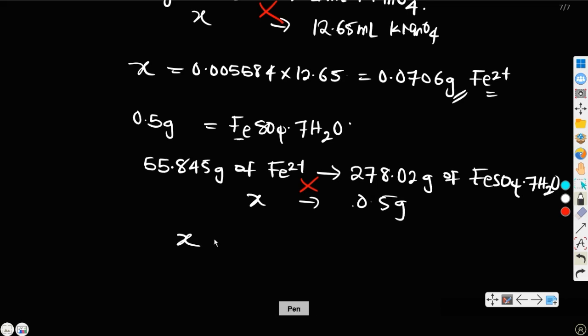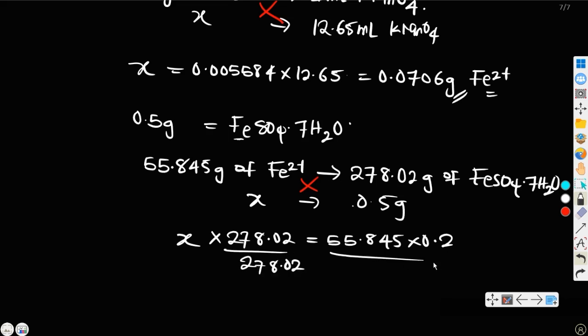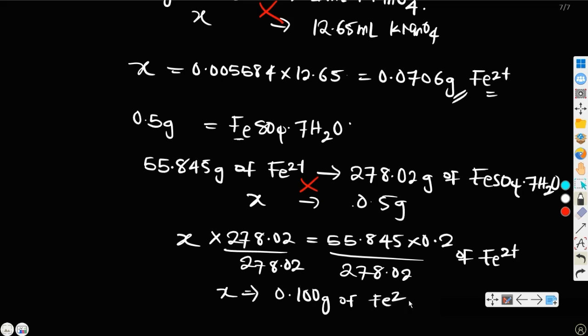X times 278.02 is equal to 55.845 times 0.5. Divide both sides by 278.02. So calculate for me, what is that going to give you? It's going to give us 0.100 gram of iron 2 plus. Now, what that signifies is that for this 0.5 gram, we have 0.100 gram of iron 2 plus. Are you getting it? While this was what you got from the experiment.